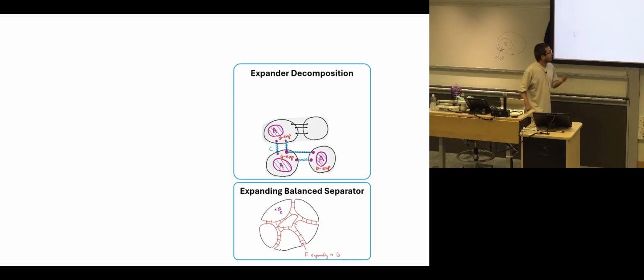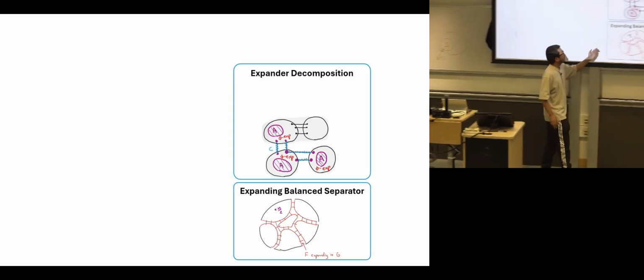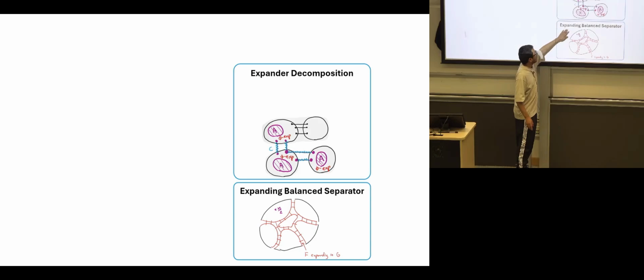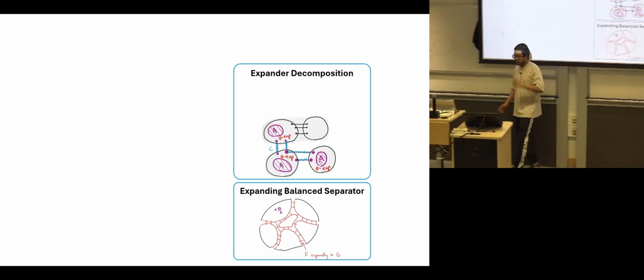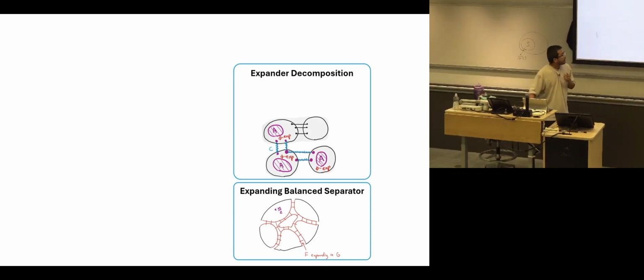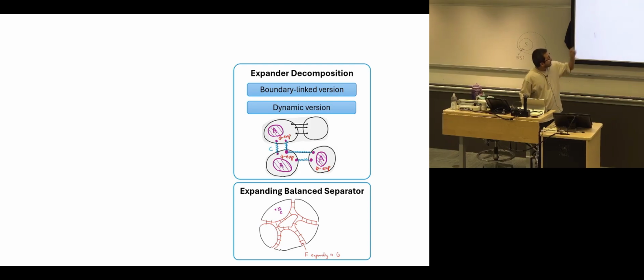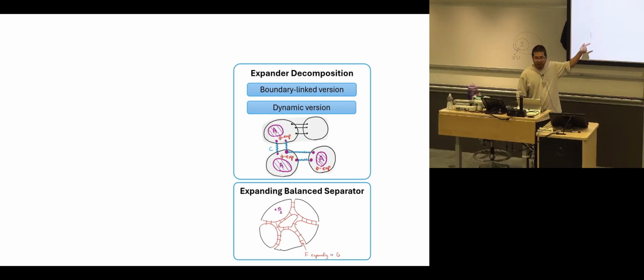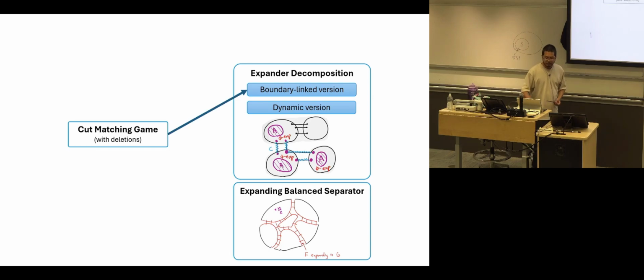Okay, so let's again recap what's going on in the whole course so far. There are two primitives. One is expanded decomposition, one is expanding balance separator. For the expanded decomposition, there are some variants of it, strengthenings of it, which are the butterfly-link version and the dynamic version.